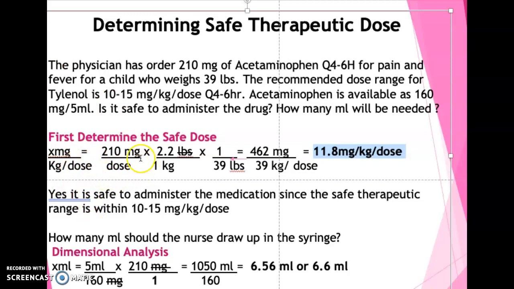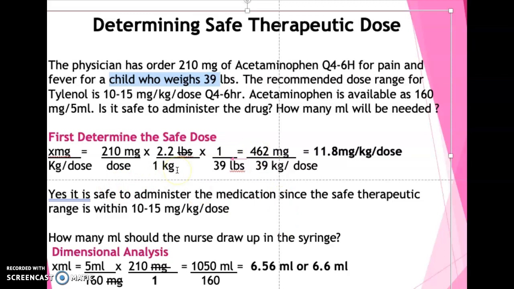The physician has ordered 210 milligrams, so we have that data there, right? Per dose. Then we know 1 kilogram is equal to 2.2 pounds. We were given the weight of the child, which is 39 pounds, and 39 pounds goes here, right? So now we are ready to solve this equation.